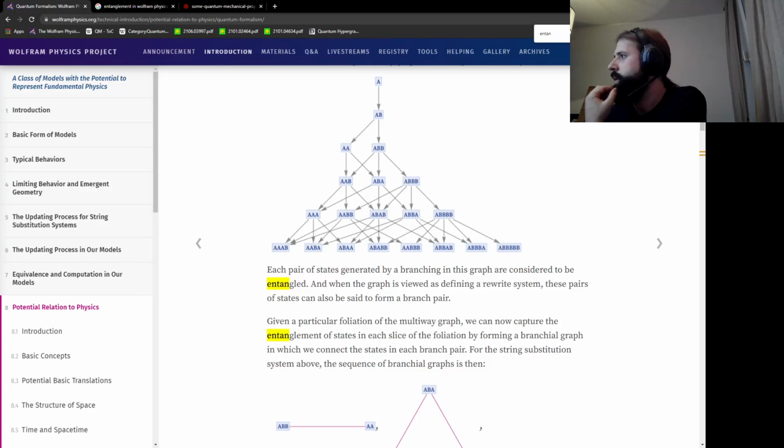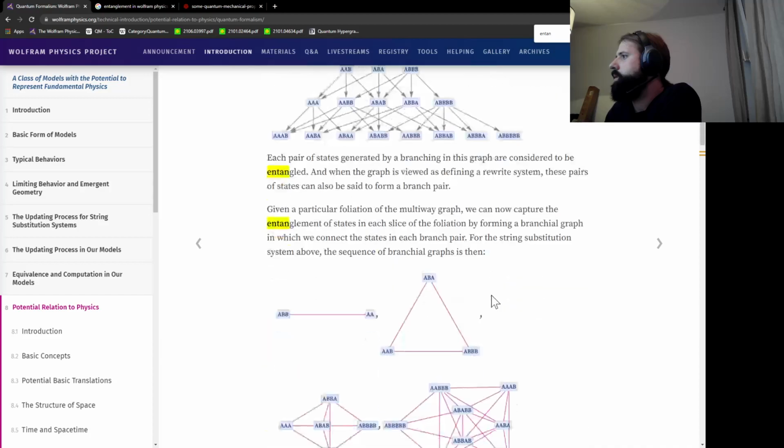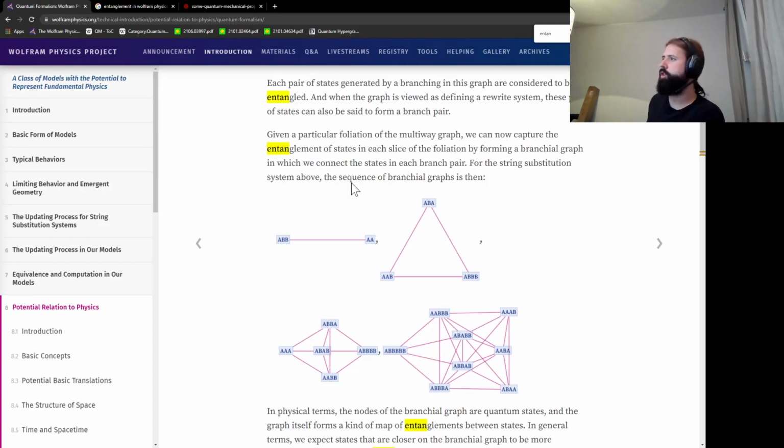Each pair of states generated by branching in this graph are considered to be entangled, and when the graph is viewed as defining a rewrite system, these pairs of states can also be said to form a branch pair. So given a particular foliation of the multigraph, we can now capture the entanglement of states in each slice of the foliation by forming a branchial graph in which we connect the states in each branch pair for the string substitution system above.